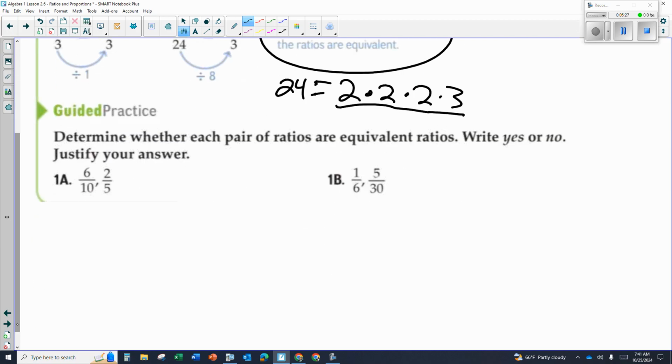All right, so go ahead and take a look at guided practice 1A and 1B. Go ahead and pause the video. So determine whether each of these ratios are equivalent, yes or no.